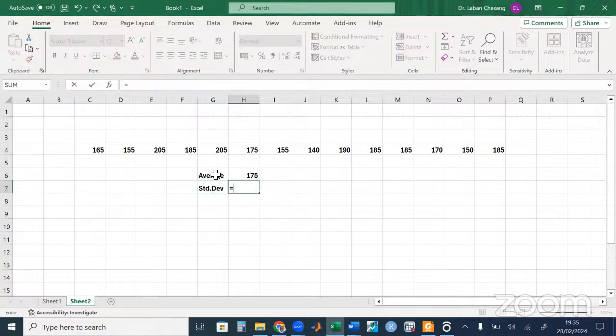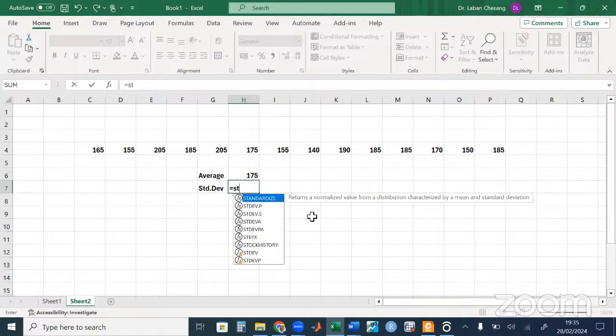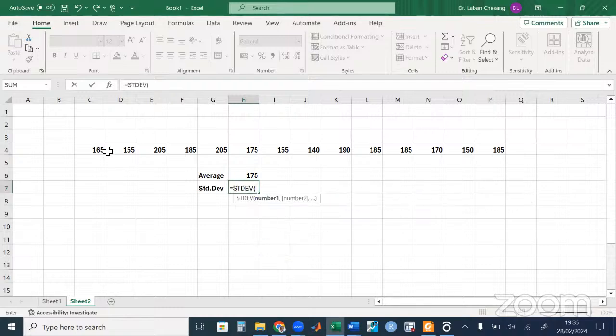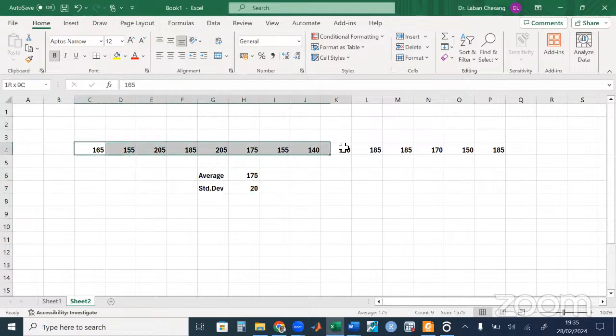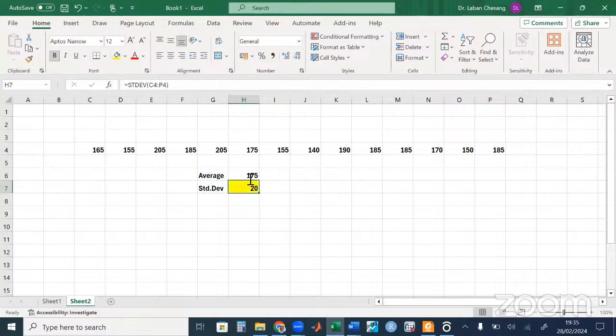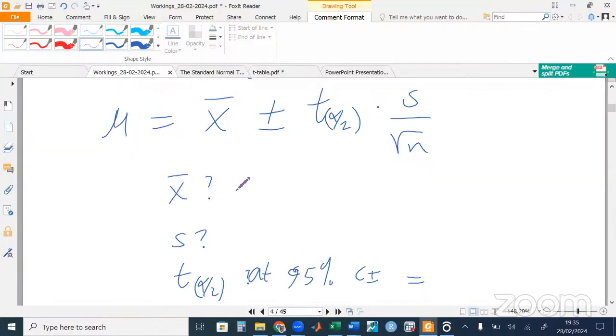Put it here. So equals STDEV, standard deviation for the entire group as well: 20. So for quick mathematics, you can just pick from here. So this is an example where you have an unknown variance. The variance is not known for the population, but you can estimate it using the sample data, and we've gotten 20. We've also gotten the average as 175. So let's pick these two values and take it as a question. So this is 175, the other one is 20. Good.